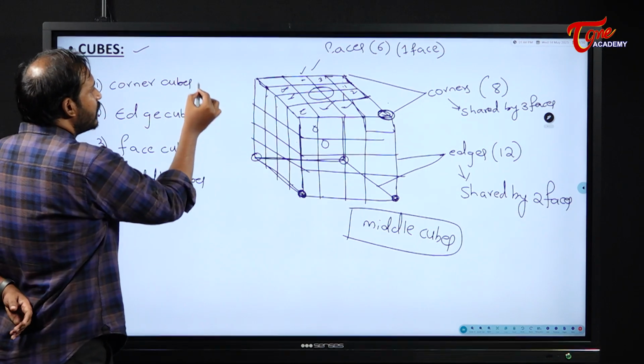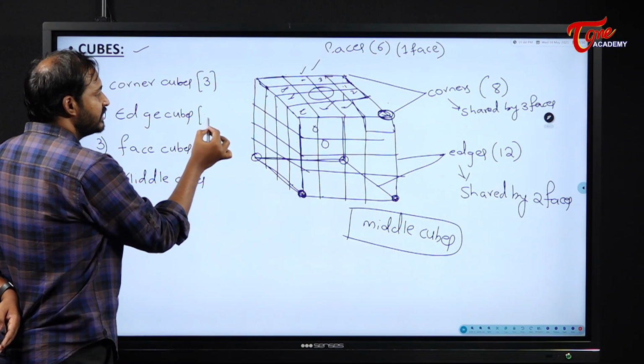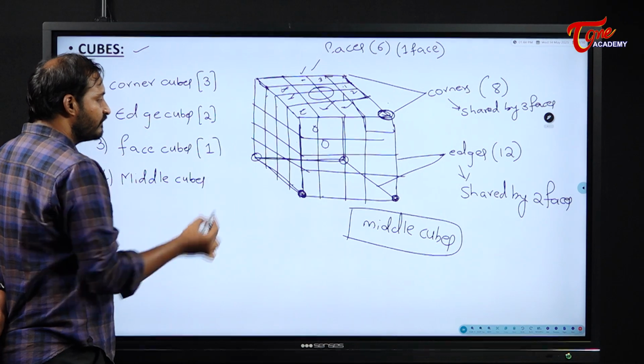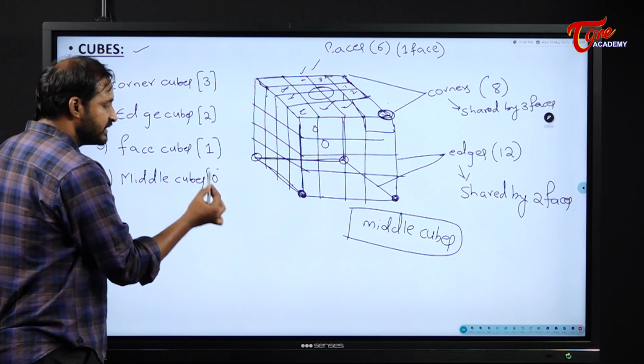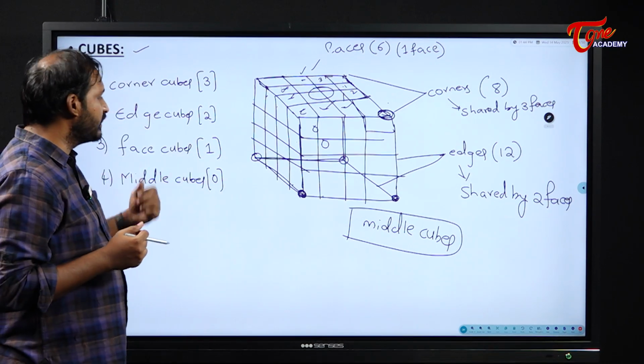When it comes to corner cubes, they will be shared between 3 faces. Edge cubes will be shared between 2 faces. Face cubes will be shared by only 1 face, and middle cubes will not be seen at all. Those will be in the core portion. At the core portion, we cannot see them.